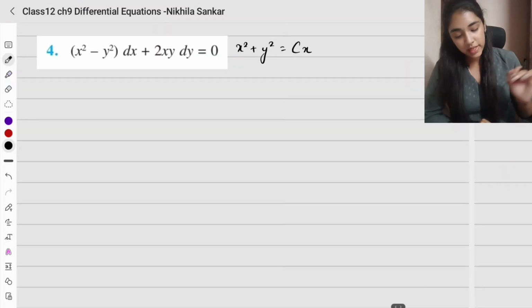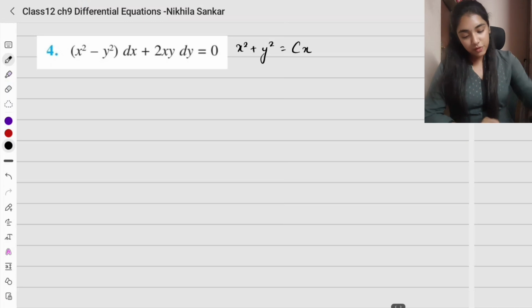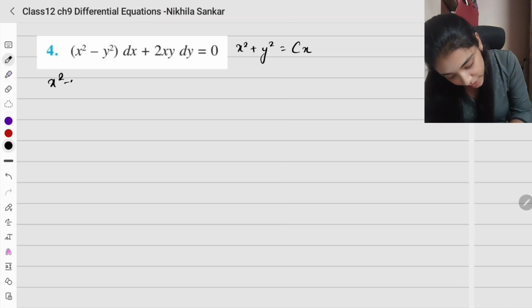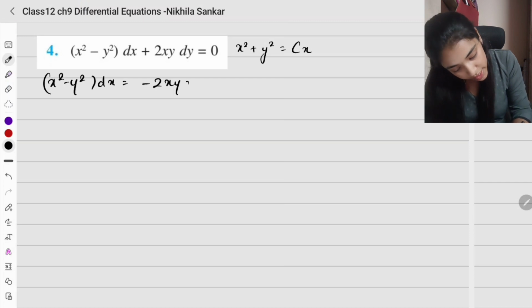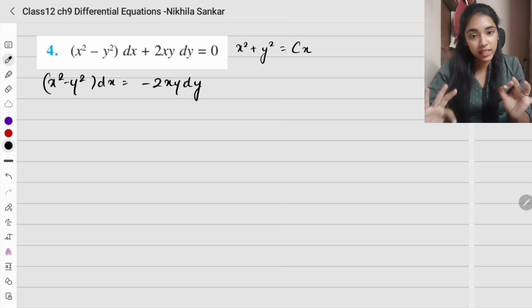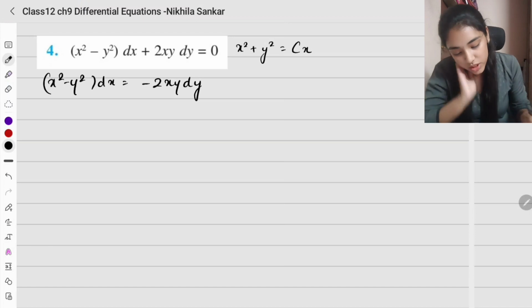Question number 4. Again, same thing. Shall we bring the dy by dx formula? So I'm going to have (x square minus y square) dx equals minus 2xy dy. Copy the question correctly. If you copy it correctly, half the sum is already done.